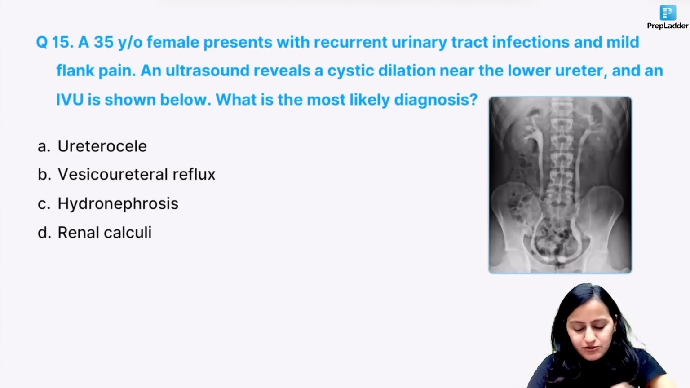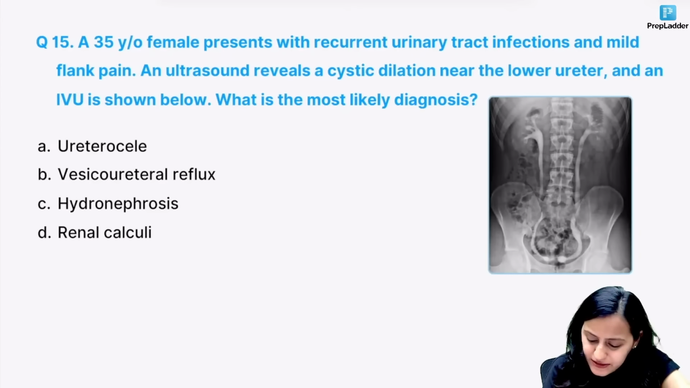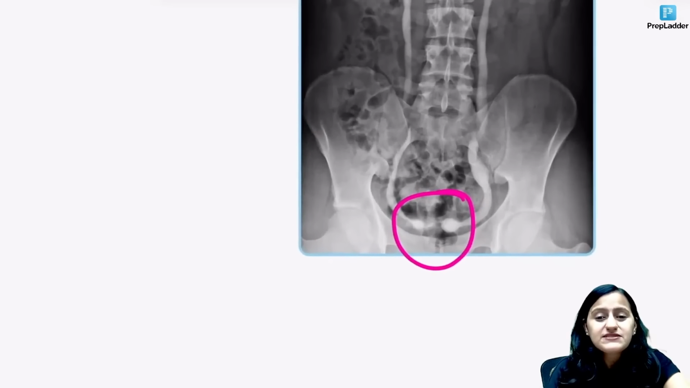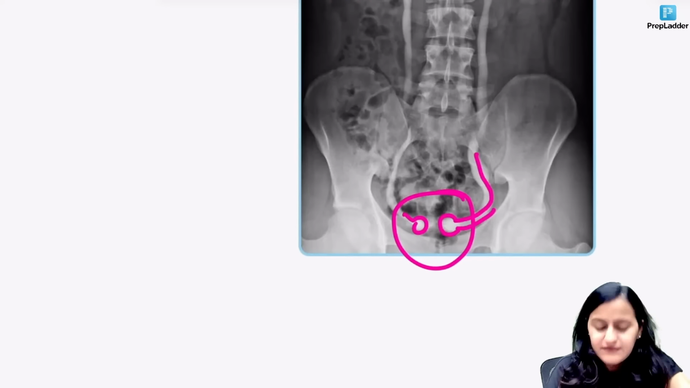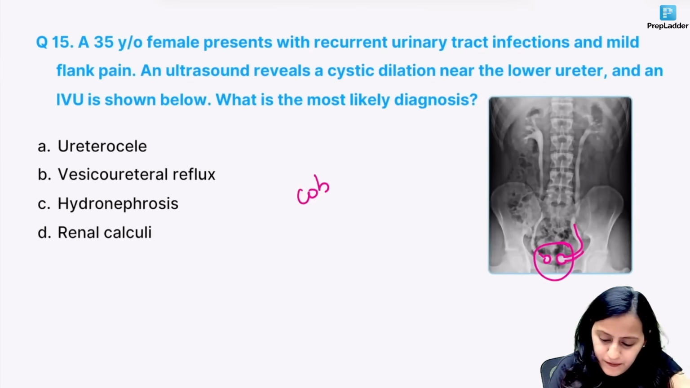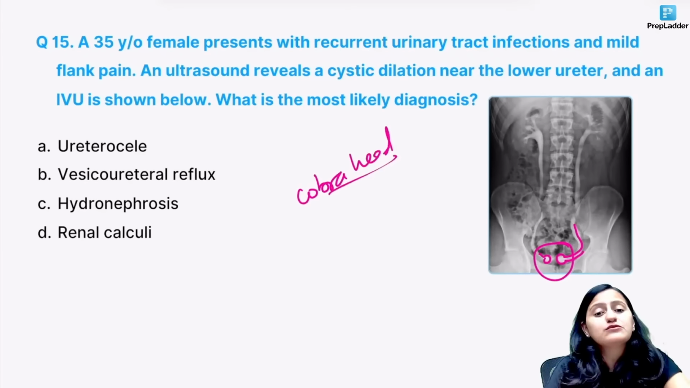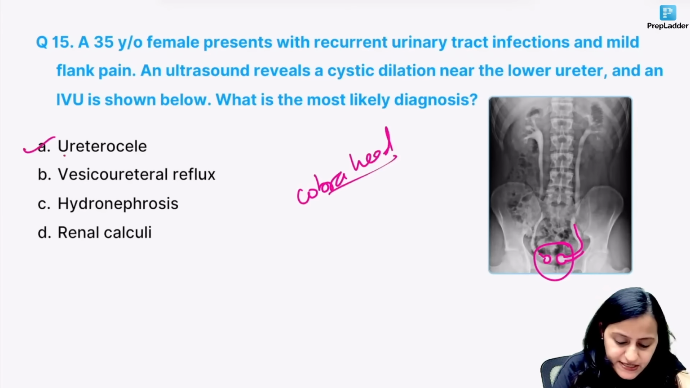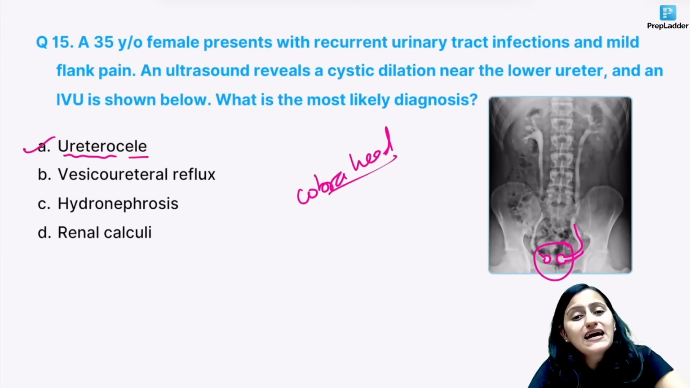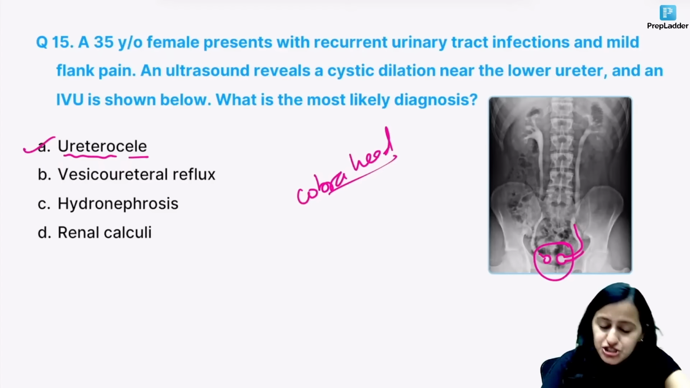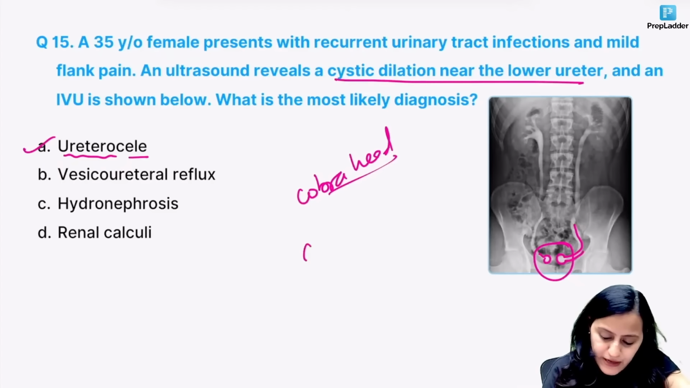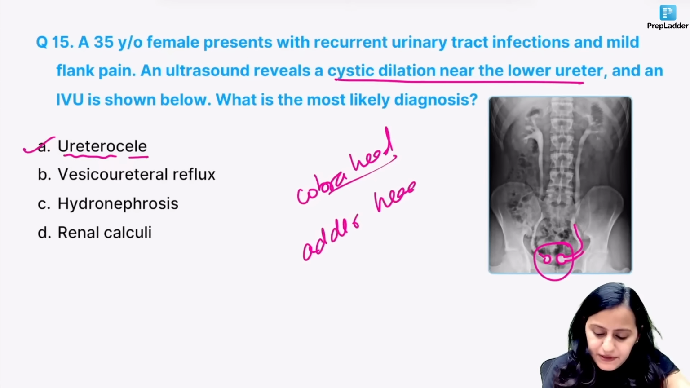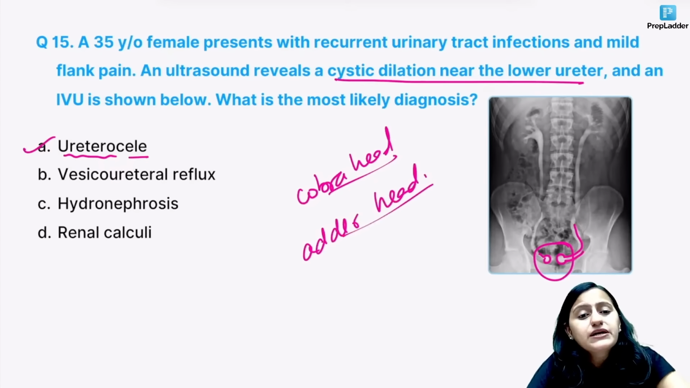Okay. Next question. Favorite IVP image comes in your exam every now and then. The spotter image, right? What sign are you seeing here? The ureter coming and it is dilated like the cobra head. So what is that? This is cobra head appearance, which is seen with ureterocele. The ureter dilatation at the insertion, right? There is cystic dilatation in the lower ureter. So cobra head, adder head appearance. This is going to be ureterocele.